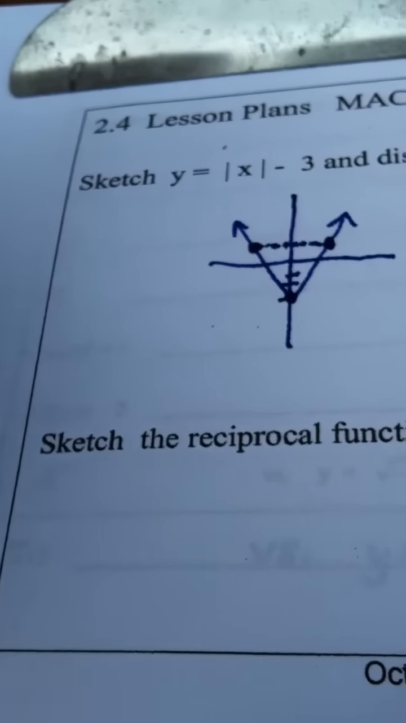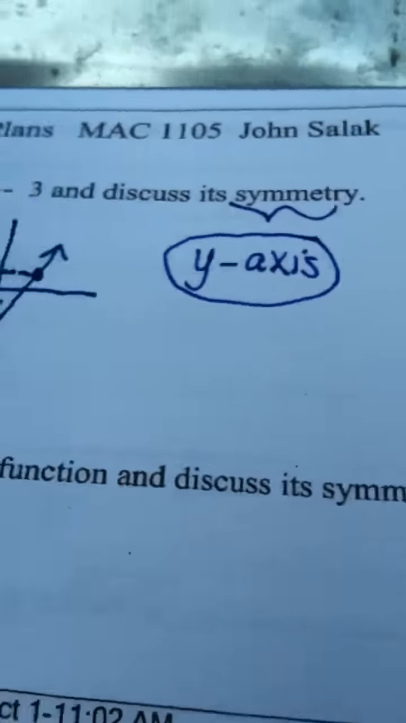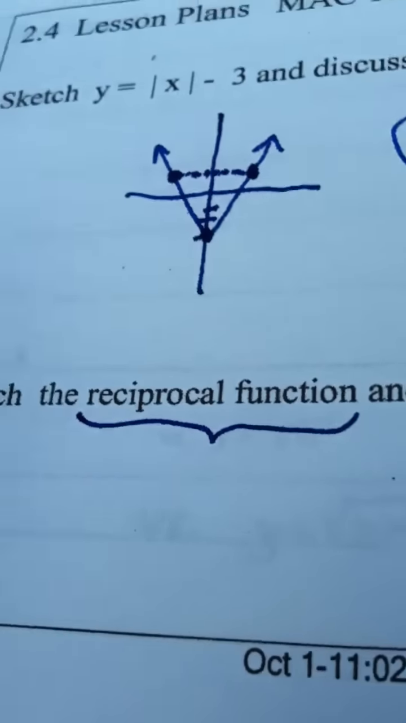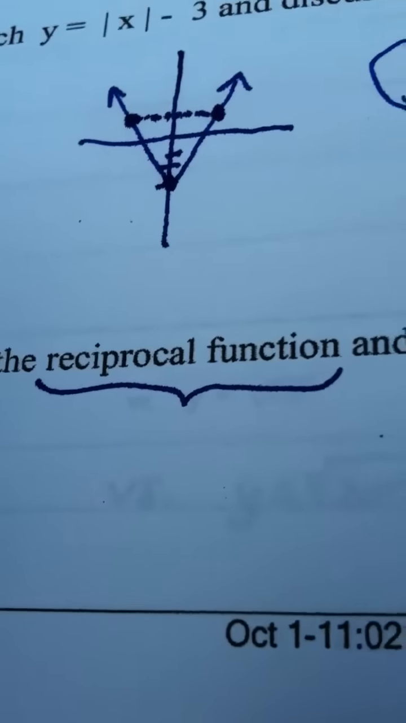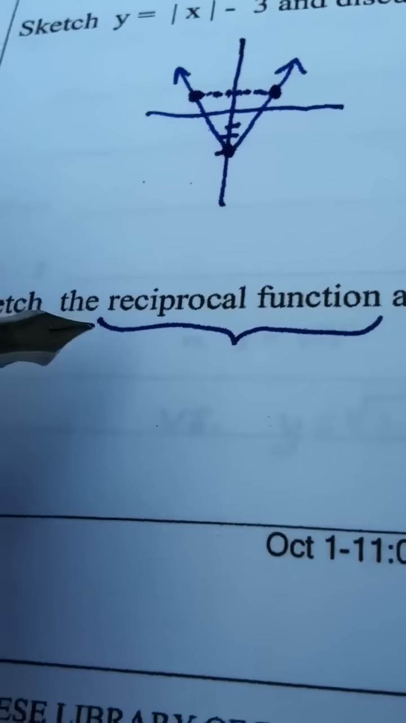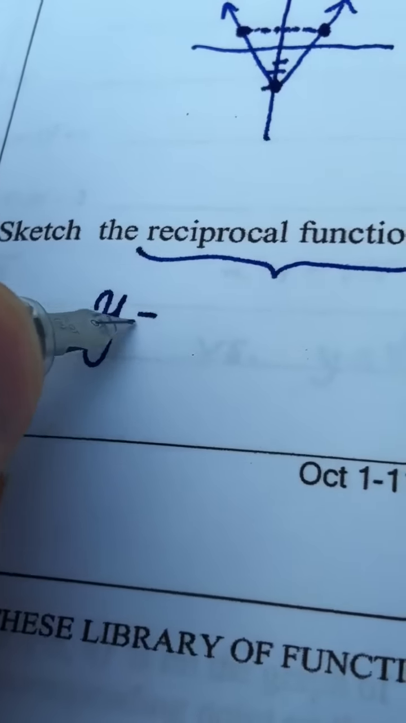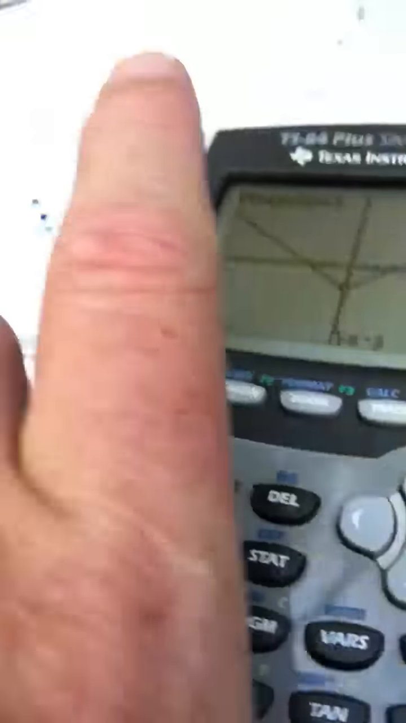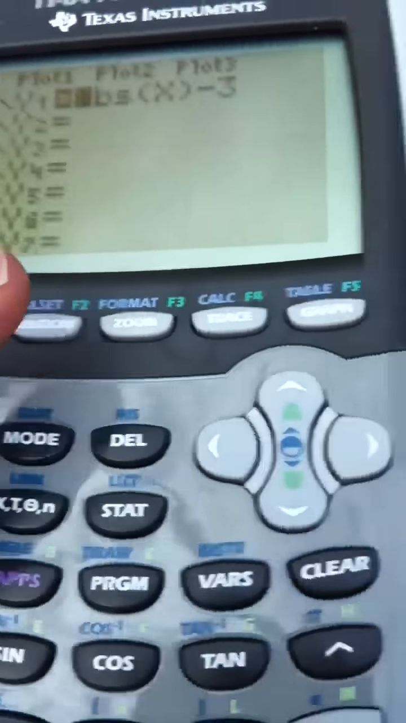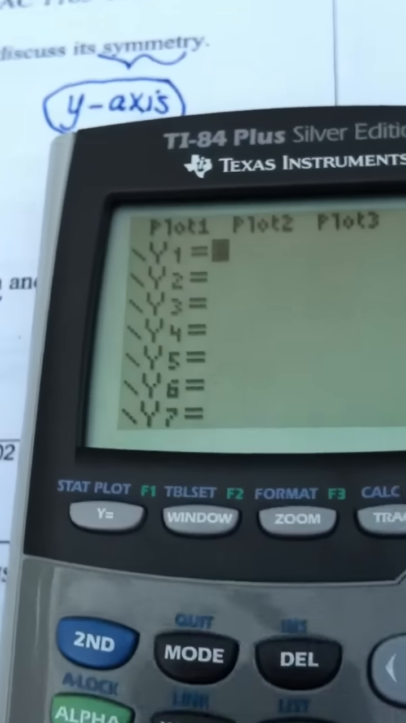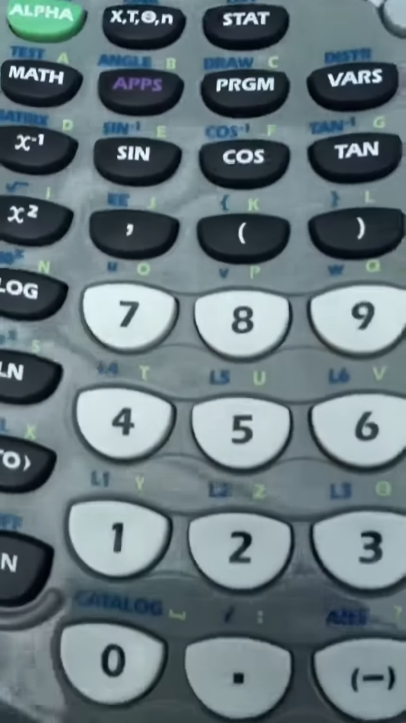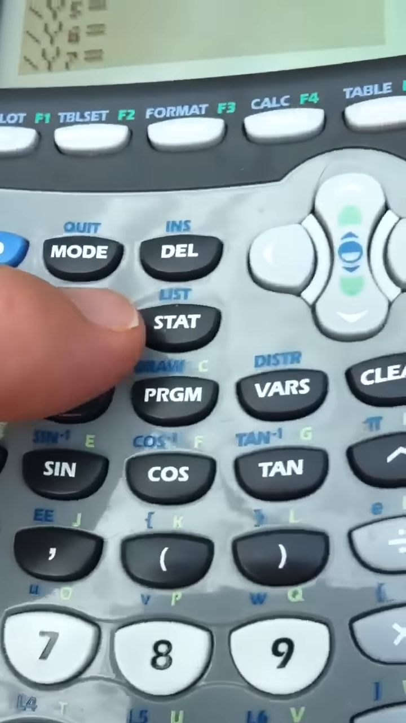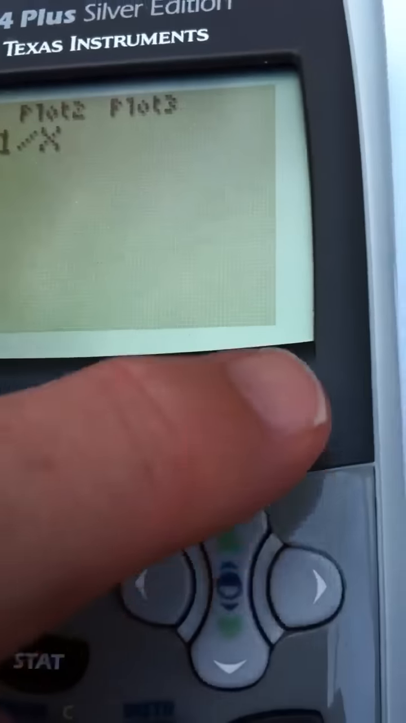The next question asks us to sketch the reciprocal function and then discuss its symmetry. Okay, in class the other night we discussed the reciprocal function. If you weren't there and you're watching the video, the reciprocal function is the function y equals 1 over x, or 1 divided by x. So if I pull out my calculator, y equals, and I'll clear what's there. If I want to type in the reciprocal function, it's easy. I just hit 1 divided by x. Okay? And I hit graph.